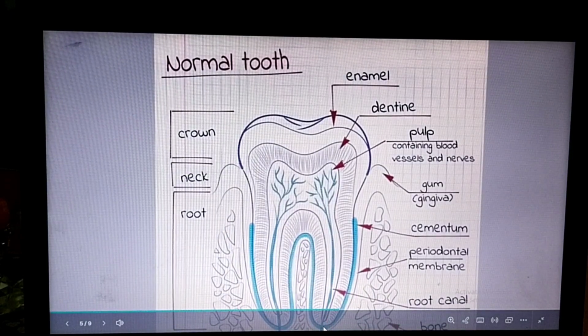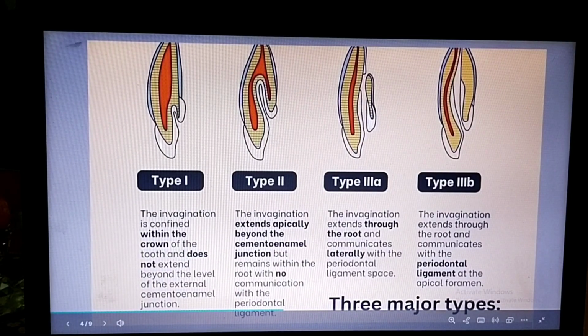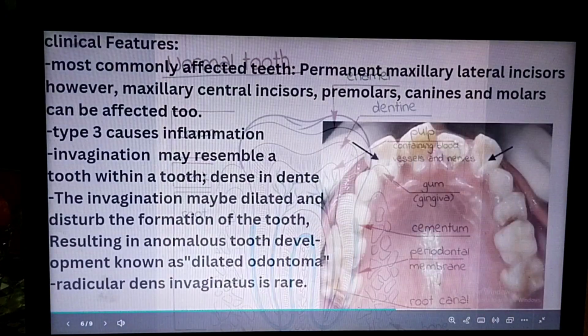In type 3B, it is communicating with the periodontal ligament at the apical foramen. But in type 3A, it is communicating laterally with the periodontal ligament space.